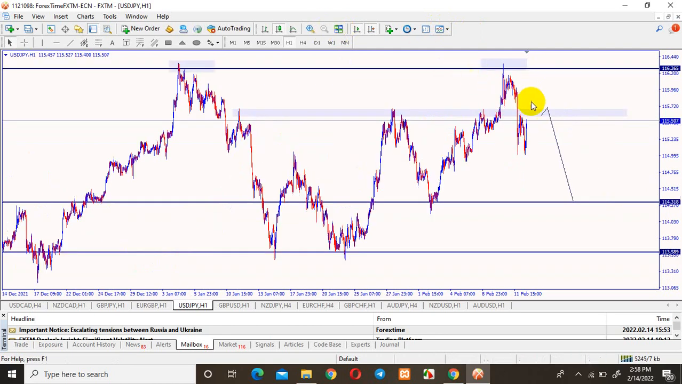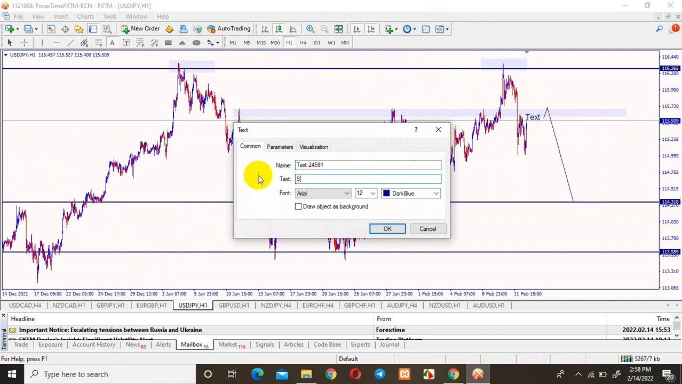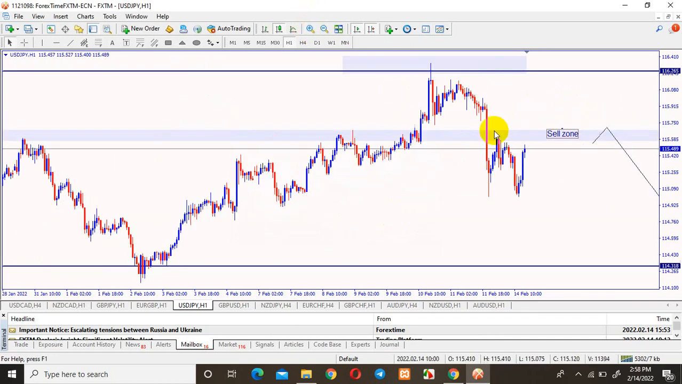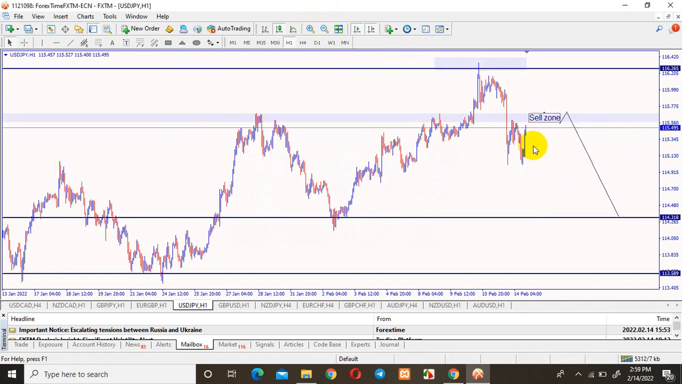So what do we expect? When price hits this zone, we take a sell. So we'll label it a sell zone as usual. Our sell zone. Once we see price approach this zone, it is good. You can see price is trying to even reject there, but if you don't see price touch there, you can take a sell, instant execution.